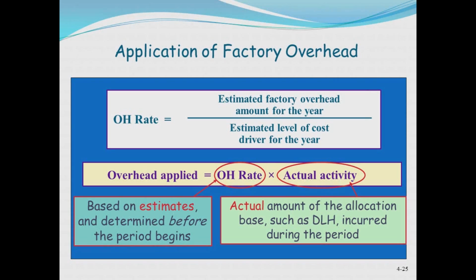Now, since your actual activity is probably not going to hit budget exactly, multiplying your rate times your actual will probably not give you the exact amount of your overhead costs for the year. So at the end of the year, you have to do something to correct that. But you don't have to do that each month.